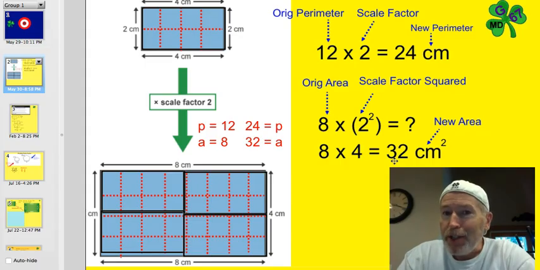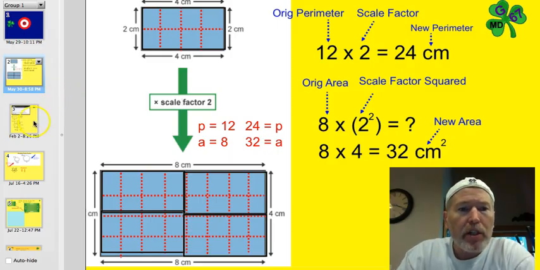Interesting, huh? So we wouldn't even need these measurements if we could determine the perimeter and area of the first rectangle and we knew what the scale factor was. We wouldn't even need to draw it. We could just say, hey, the area is 32. It's got a perimeter of 24.